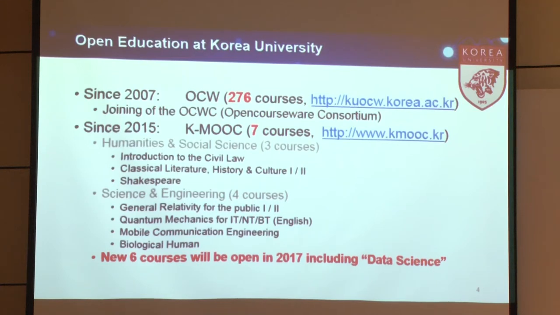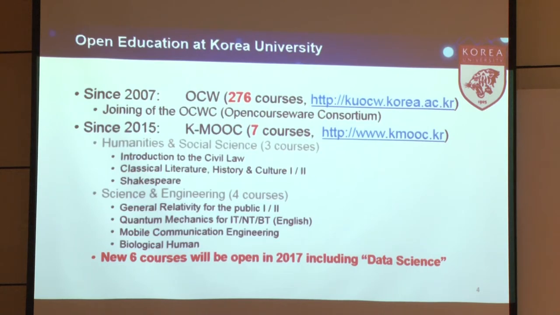So the examples of these courses are Introduction to the Civil Law, Classical Literature, History and Culture, and Shakespeare Literature. And then in the STEM field, the science and technology field, we provide general relativity theory so that the public or non-experts can easily understand, and also another quite complicated topic, quantum mechanics, and so on.